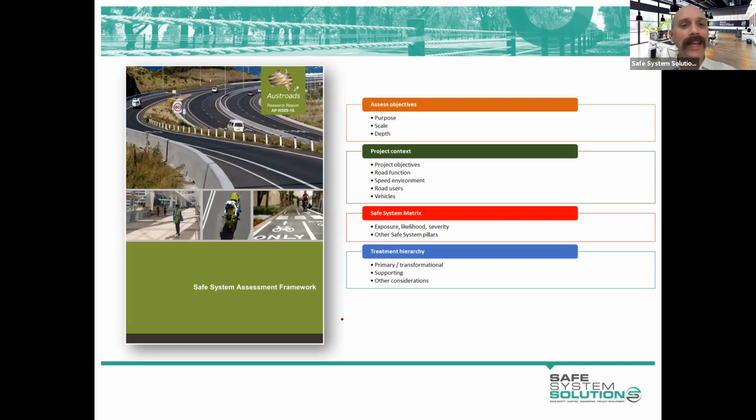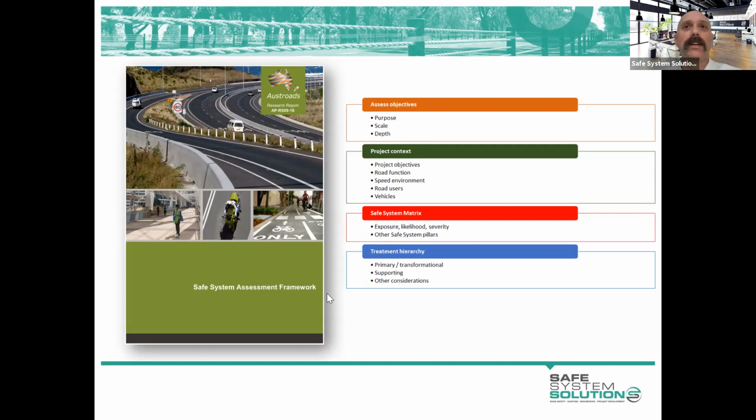And luckily, at the time, Austroads was taking on new projects, and the safe system assessment framework was the idea. Colin Brodie was the Austroads project leader on this one, and it was done by a raft of people, and it came out as a way to assess an infrastructure project. Actually, I shouldn't just say infrastructure projects. It's a way of assessing things for their alignment with safe system principles.